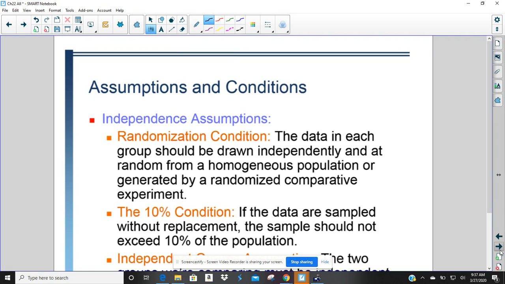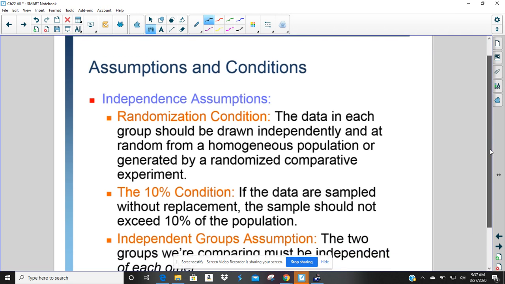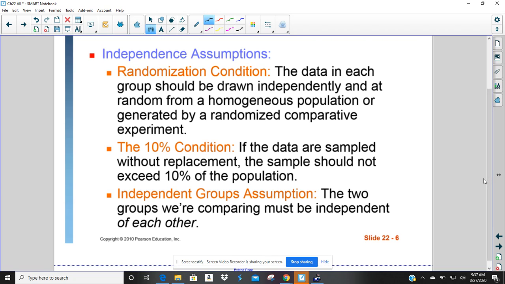We'll have some other examples coming up of different groupings, but obviously gender is usually pretty easy to see the breakdown of. 10% condition: both of the proportions are less than 10% of the entire population. So you need to do both of them, boys and girls. And in this case, there's a third one that you have to remember, not too hard because we have to think about the groups.